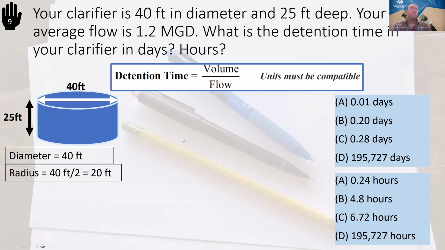So now I'm going to have you all calculate this out. In this question, your clarifier is 40 feet in diameter and 25 feet deep. Your average flow is 1.2 million gallons per day. So what is the detention time in your clarifier in days? And then we want to convert that into hours because sometimes you want to know what that value is in hours because that's a more applicable unit. So I'm going to have you calculate this all out.